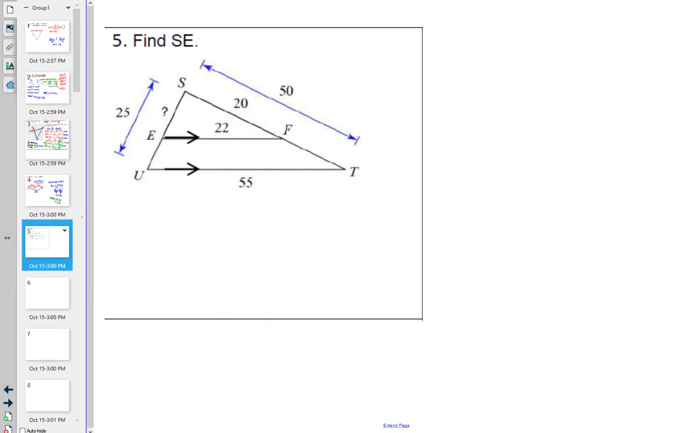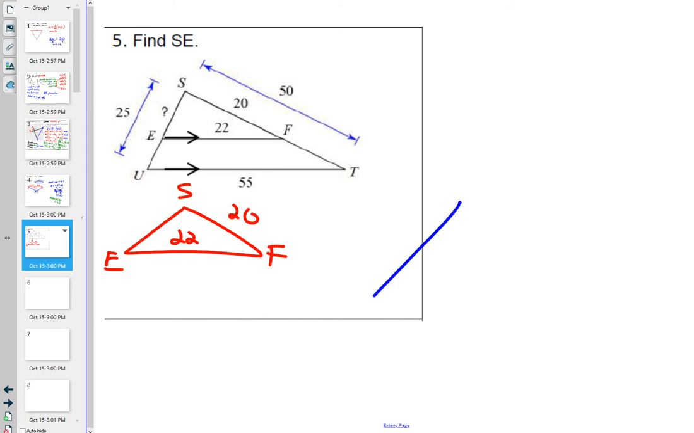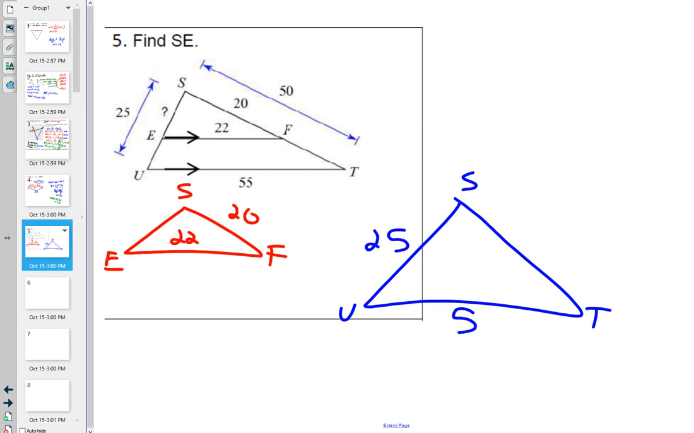What I would advise you to do is to split these two up. They want to know SE, which is part of the smaller triangle. This is 20, this is 22, and then SE is what we're trying to find. Then the bigger triangle, SUT, they tell us that this is 25, the bottom is 55, and then this entire side is 50. If you don't know how to do it, that's fine. I am not under the impression that you've gone over this, but just in case it shows up on the midterm.